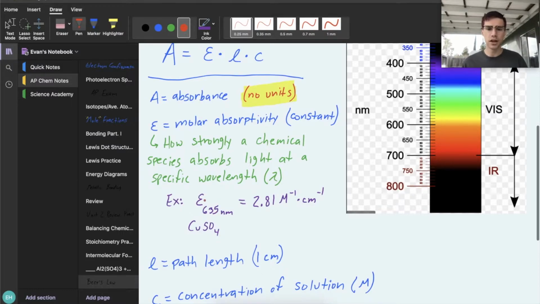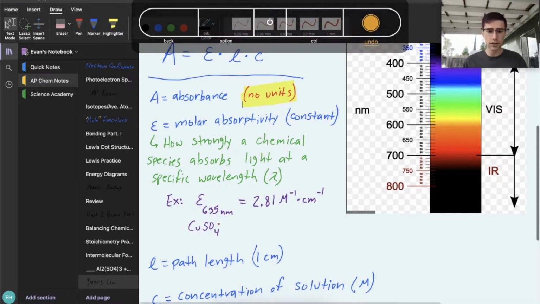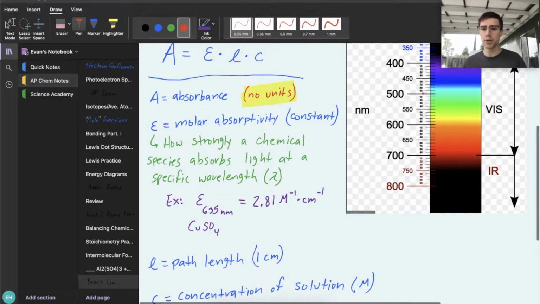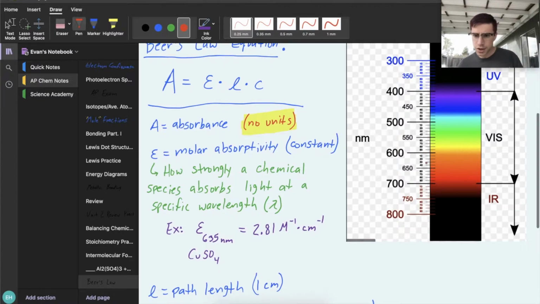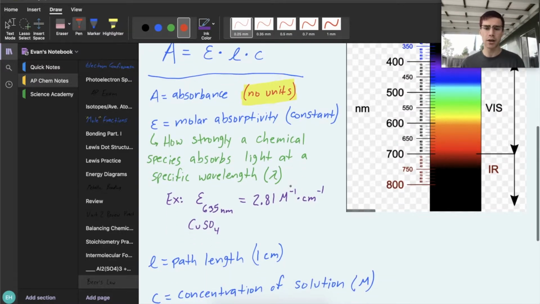So in this case, the epsilon value, or our molar absorptivity constant for copper sulfate at 635 nanometers, which if we look over here, 635 nanometers is in about this orangish range. So that's the color we would expect it to absorb really well. The molar absorptivity value would be 2.81 inverse molar times inverse centimeters. Now we need the molar absorptivity units to be inverse molar, inverse centimeters because of how it comes out in the equation. Again, absorbance does not have any units. So we'll look at some examples here in a minute, but just keep that in mind for now.